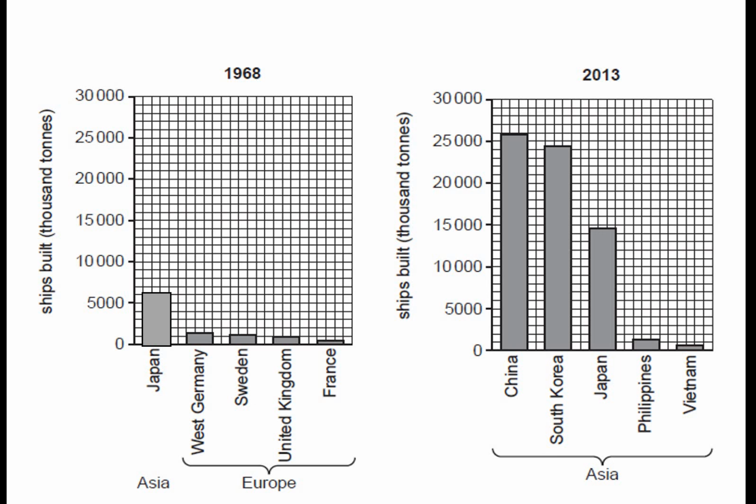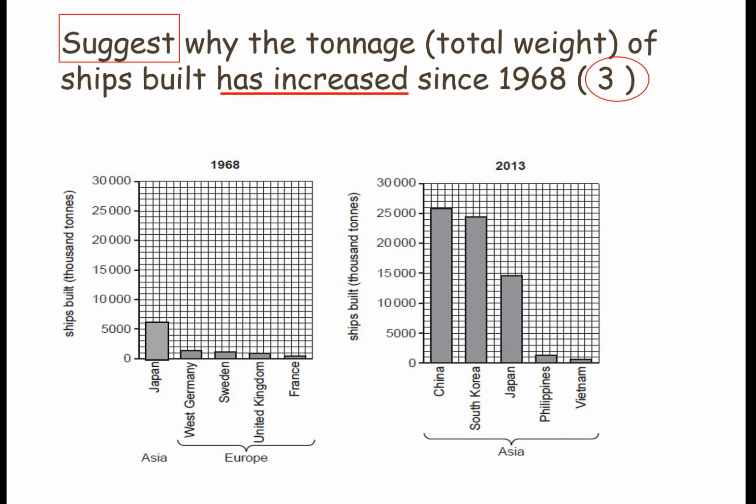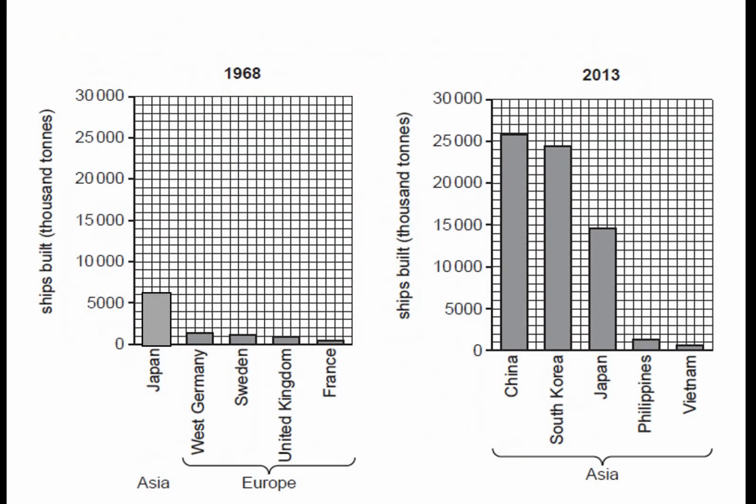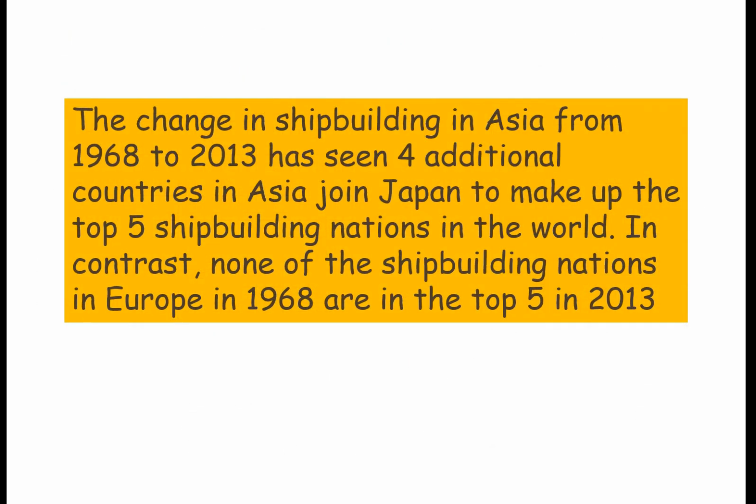So this is a larger question about economic development. You could talk about Asian tigers, new emerging economies, increases in population. You could also, depending on which way the other questions go, talk about transportation, containerization, globalization. So there's lots of things, lots of information you can extract from here. But it was a fairly simple question, wasn't it? 3-mark question. Suggests why the shipbuilding has increased. So something like that.